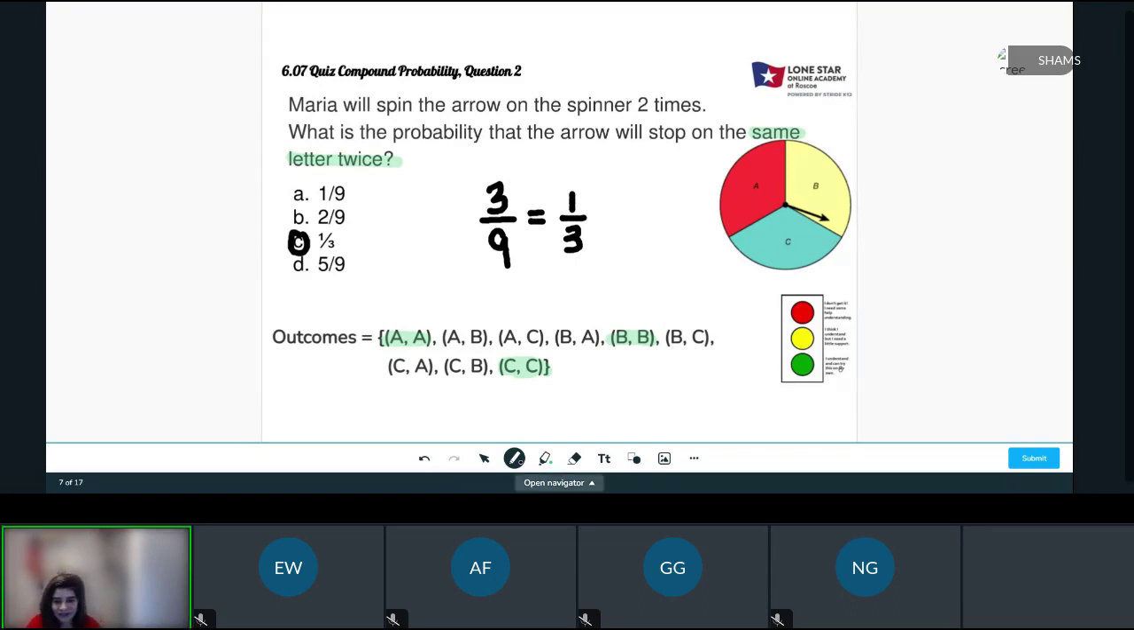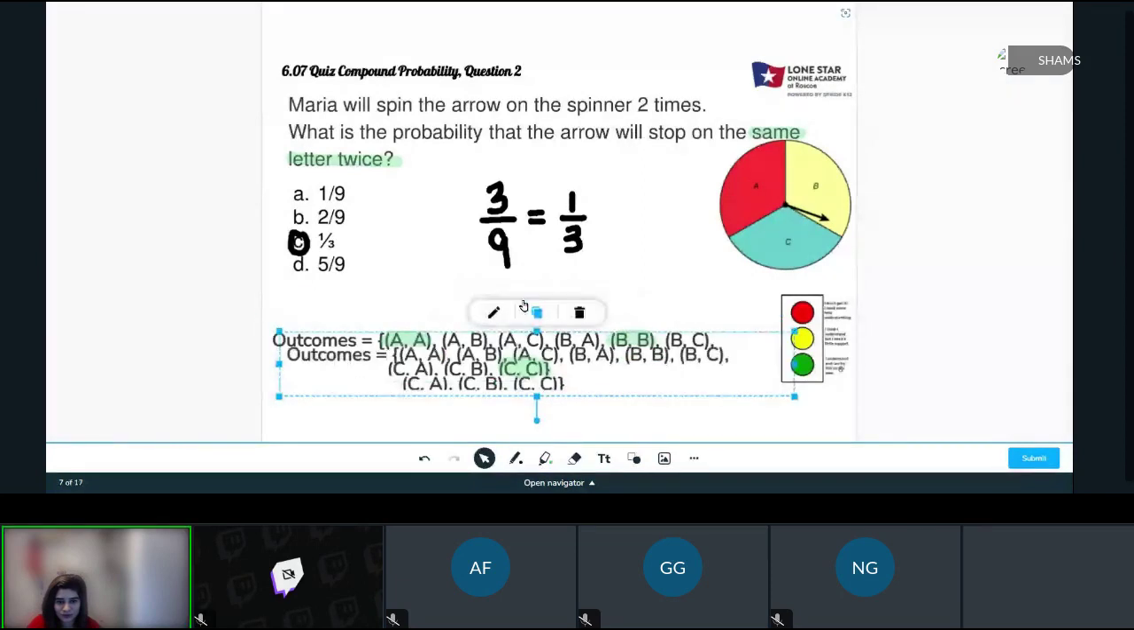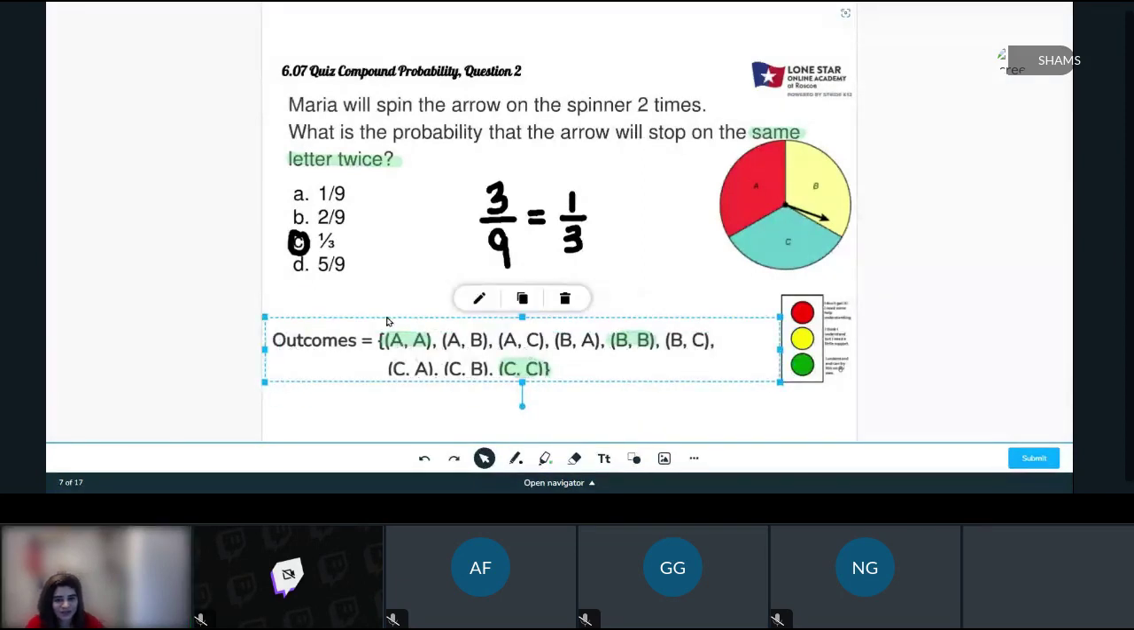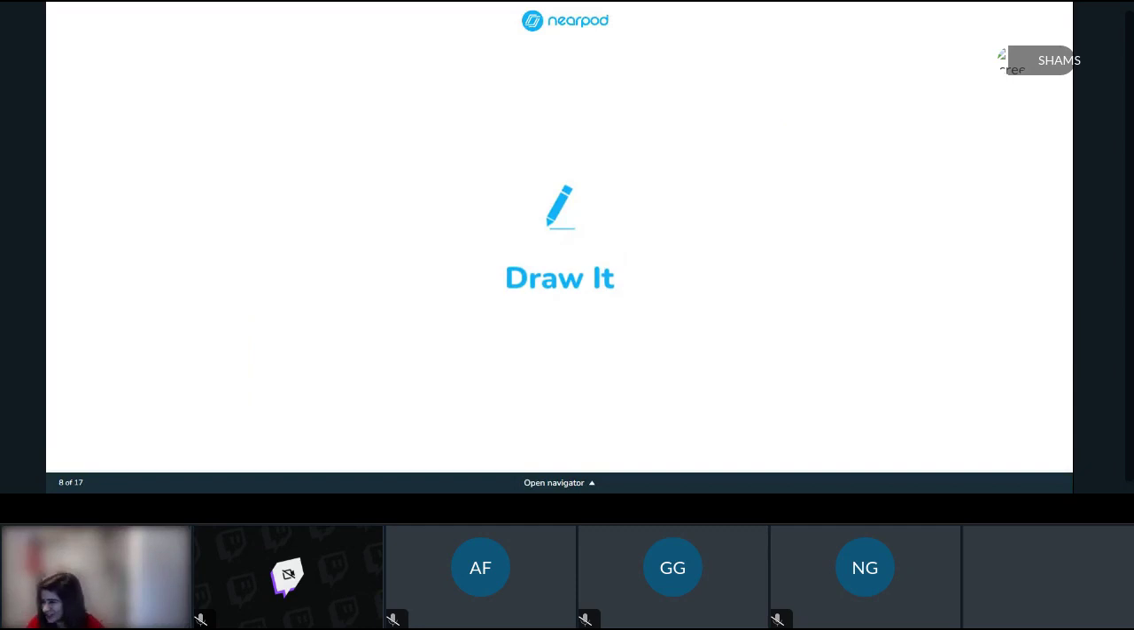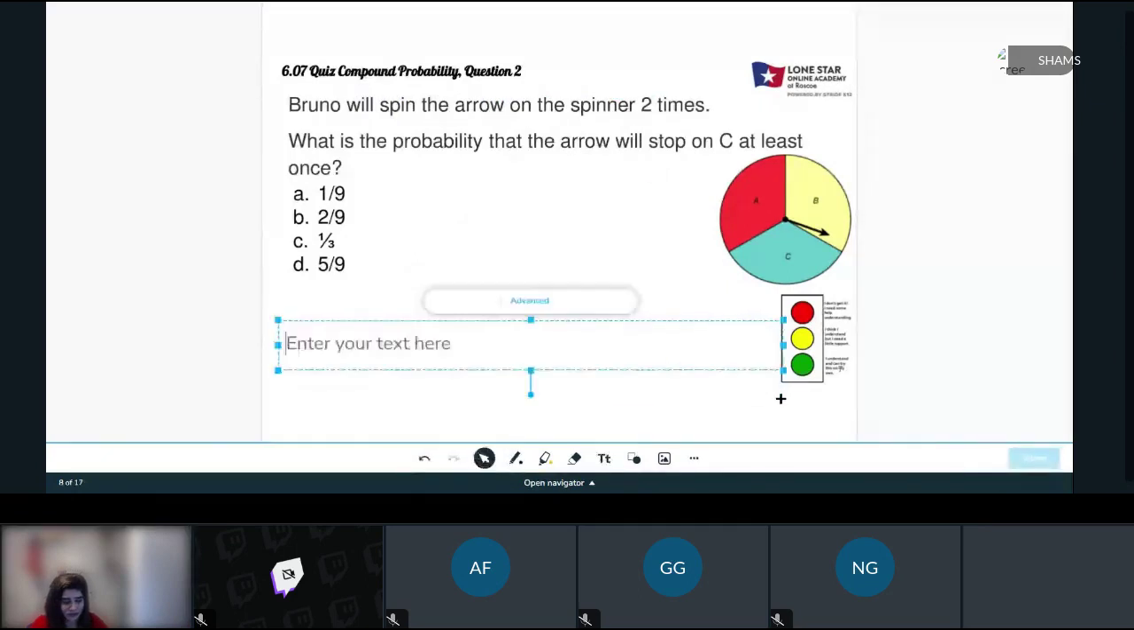Well, I'm going to see if it lets me copy. We can copy this onto the same slide, sadly. We will go ahead and sketch out these outcomes again in the third variety of question 2, and that's just going to be good practice. So again, Berno will spin the arrow on the spinner 2 times. So let's write down all outcomes. Everybody practice along with me.